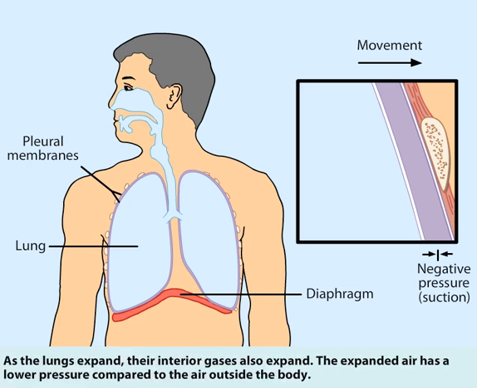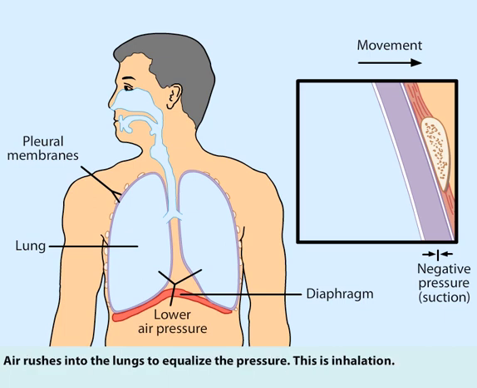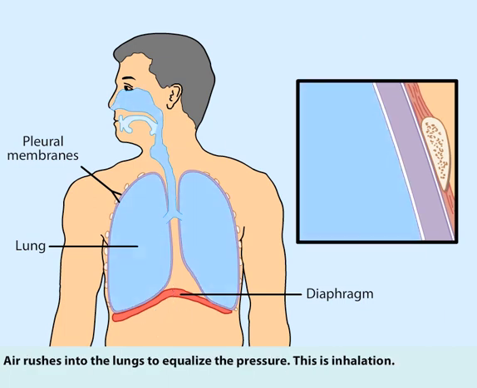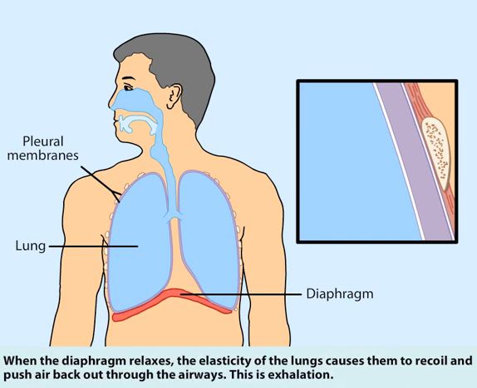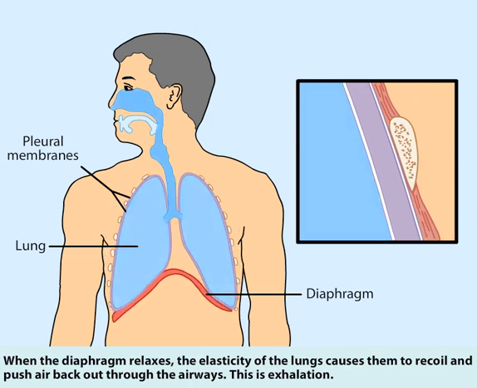As the lungs expand, their interior gases also expand. The expanded air has a lower pressure compared to the air outside the body. Air rushes into the lungs to equalize the pressure. This is inhalation. When the diaphragm relaxes, the elasticity of the lungs causes them to recoil and push air back out through the airways. This is exhalation.